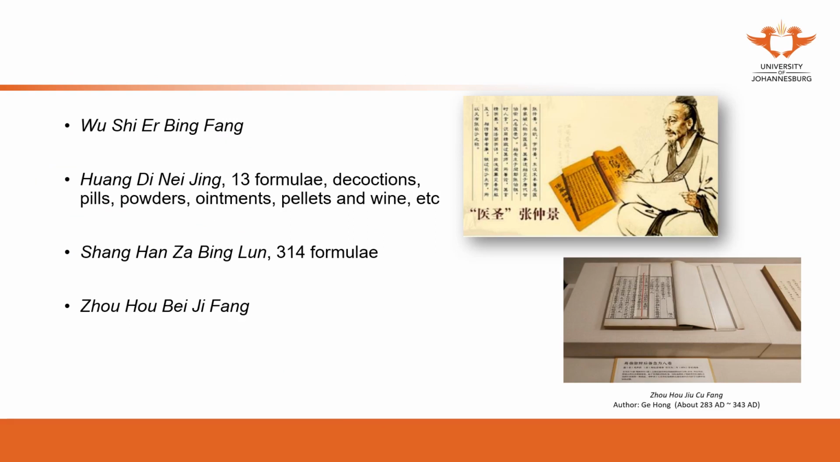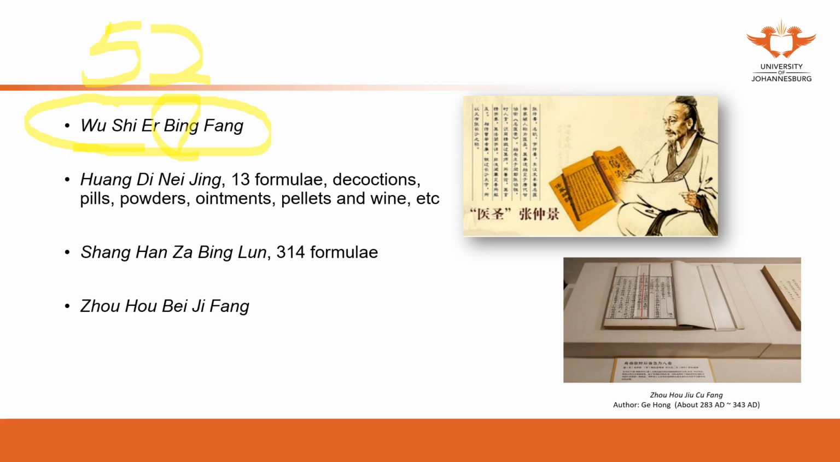52病方, this is one of the earliest formulae books. Fang is the formulae. 病 is diseases. 52. So in this book, it describes the formulae for 52 diseases. This was unearthed quite early in Hantung.